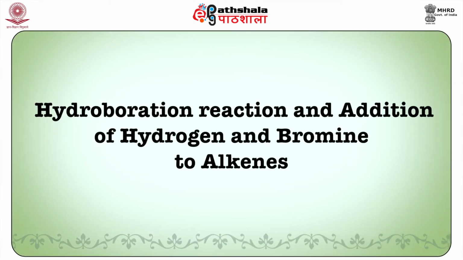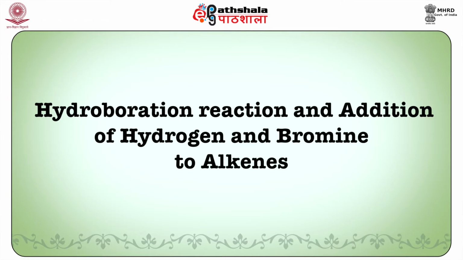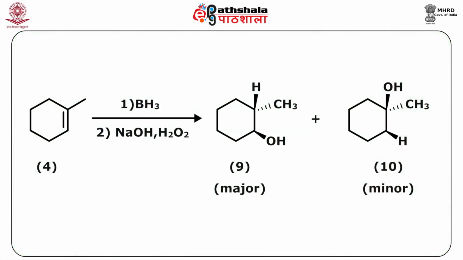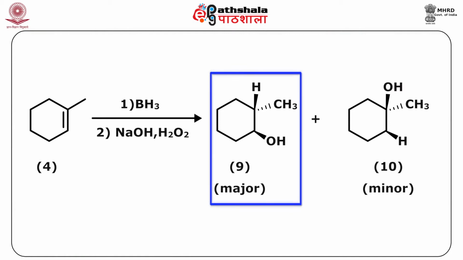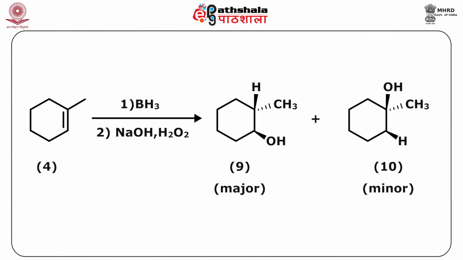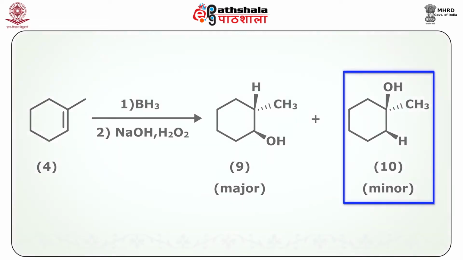Hydroboration reaction and addition of hydrogen and bromine to alkenes. Hydroboration oxidation is a reaction which follows an anti-Markovnikov rule, with the boron attaching to the less substituted carbon. The hydroxyl group is coming from the hydrogen peroxide and sodium hydroxide. The hydrogen and the hydroxyl groups are added in a syn addition, leading to the cis stereochemistry. In this reaction, it's observed that the product 9 is formed in much higher yield than the product 10.